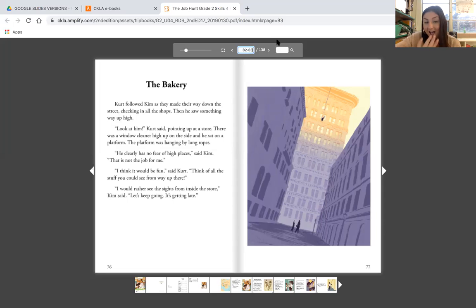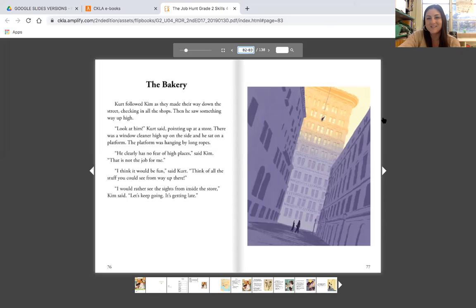"That is not the job for me." "I think it would be fun," said Kurt. "Think of all the stuff you can see from way up there." "I would rather see the sights from inside the store," Kim said. "Let's keep going. It's getting late."